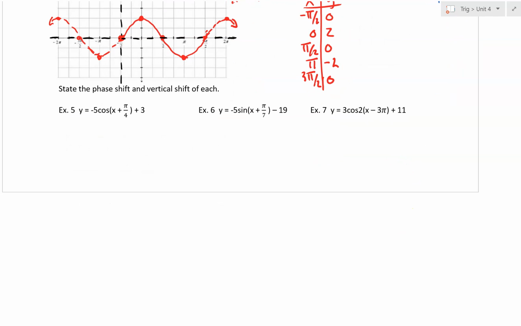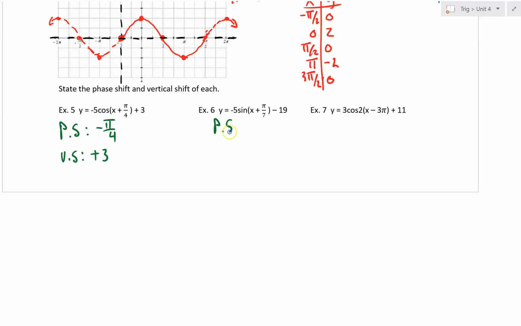The next one, state the phase shift and vertical shift for each of these. So phase shift. Does it move right or left? Well, this one's going to move by negative pi over 4. Remember, take x plus pi over 4, set it equal to 0, and solve for x. Vertical shift, is this moving up or down? Well, it's moving up 3.